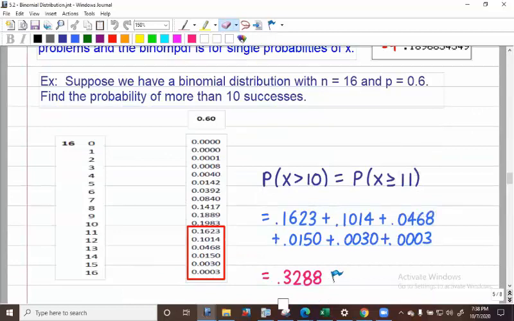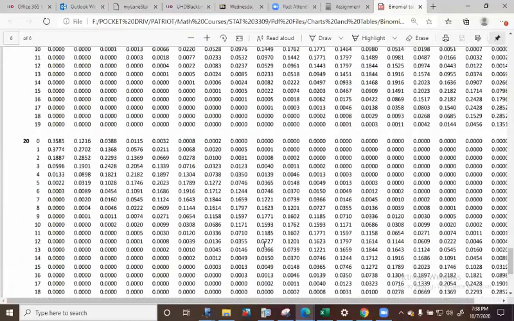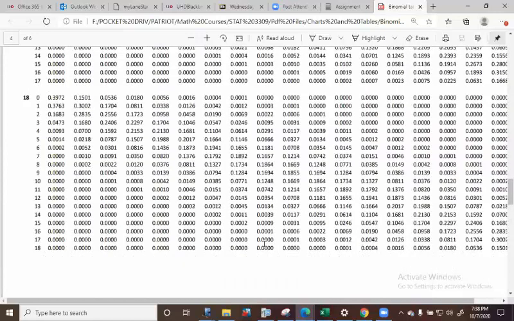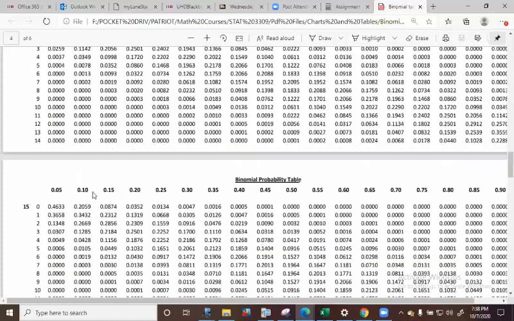So I can go back to the full chart real quick to show you, but I just snipped out the important part. So 16 is up here. And then the 0.6. Okay, what column is it? I'll count 4, 5, 6, 7, 8, 9, 10, 11. It's the 12th column over.